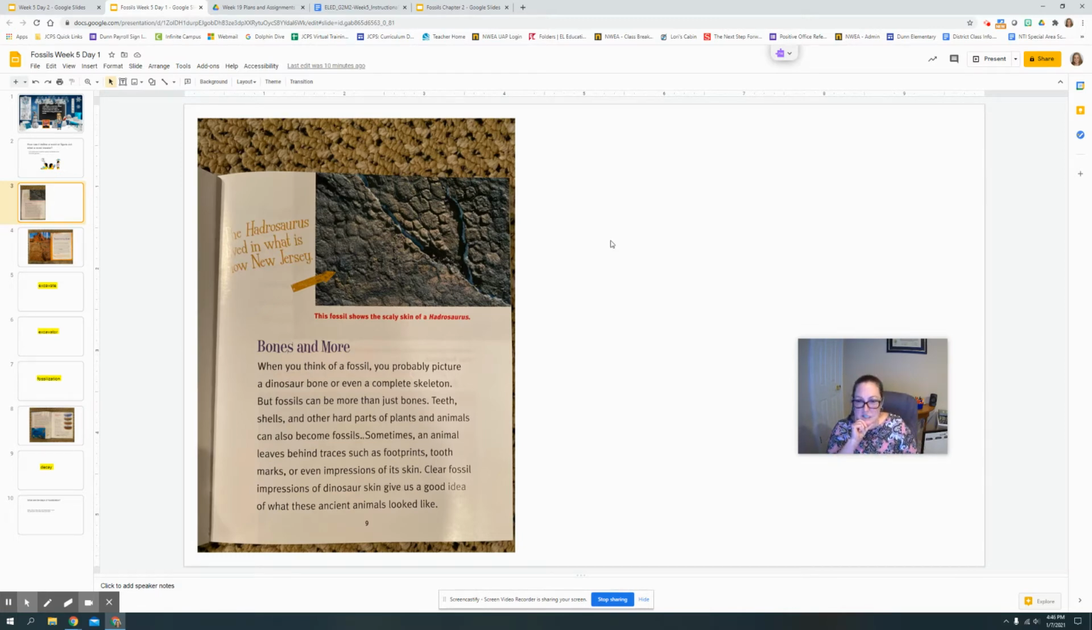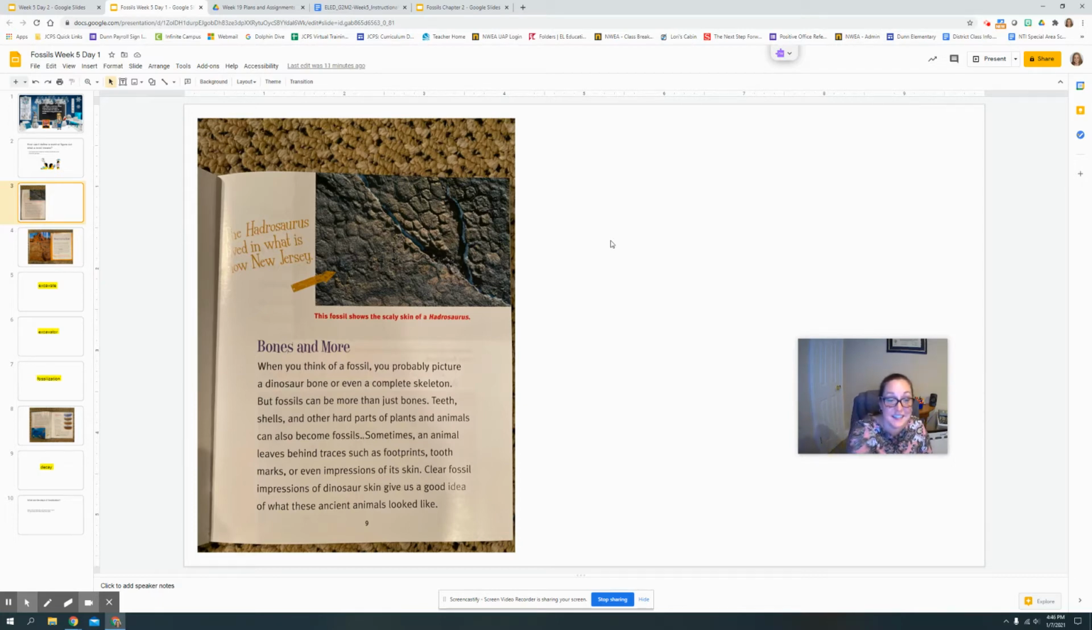Let's look at that sentence a little more carefully. Sometimes an animal leaves behind traces. So traces are something that an animal might leave behind, such as footprints. Oh, yeah, an animal does leave behind a footprint sometimes. Tooth marks. Oh, I hadn't thought an animal could bite something and leave behind a tooth mark. Or an impression of its skin.